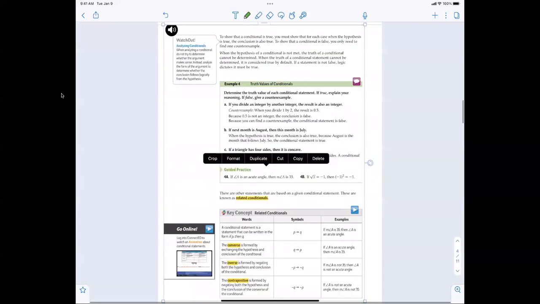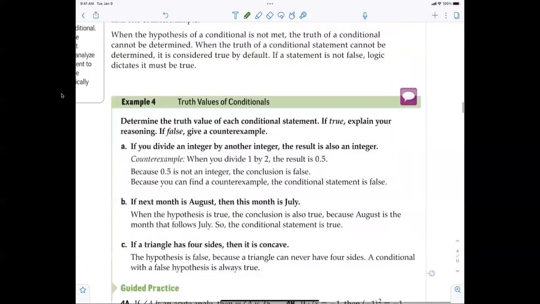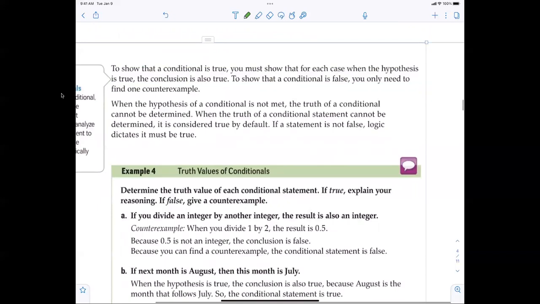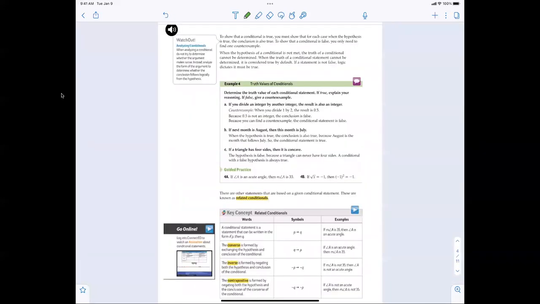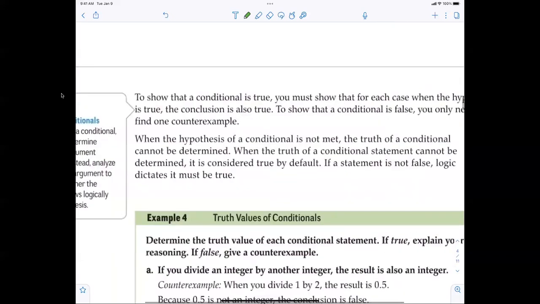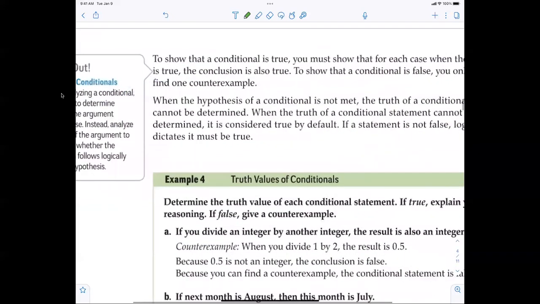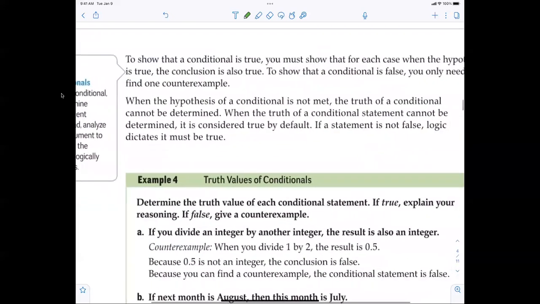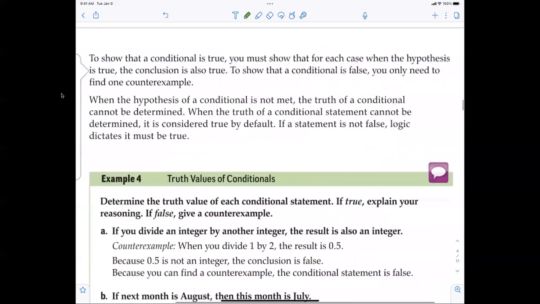All right. So now here is the important stuff. To show that a conditional is true, you must show that for each case, when the hypothesis is true, the conclusion is also true. To show that a conditional is false, you only need to find one counterexample.